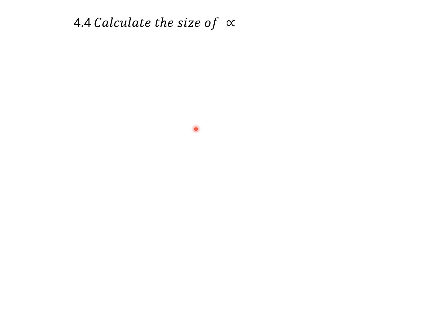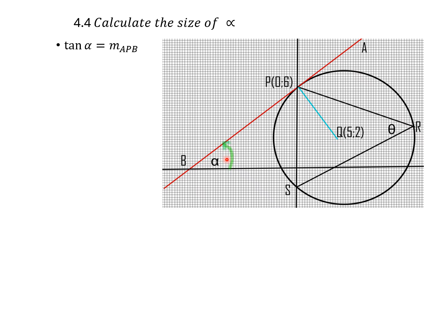Now they want us to calculate the size of alpha. So the gradient of APB is 5 over 4. I can say tan alpha, using angle of inclination, equals the gradient of APB. From here in my calculator, I'm going to press shift tan 5 over 4, or second function tan 5 over 4, or in old maths, we would say arctan 5 over 4. That gives me alpha equals 51,34. So this angle here is 51,34.